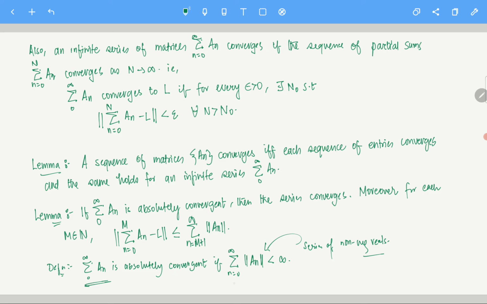That's all. So basically, if this is less than infinity, then the original series is convergent, and it converges to some L. And moreover, you have this property. This is your assignment problem, and a very, very important problem to work out. So with this we are going to end this lecture, and in the next lecture we are going to continue the study of the matrix exponential.